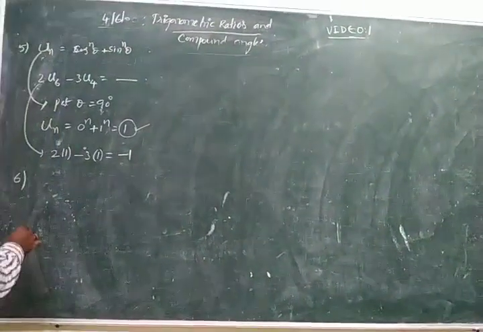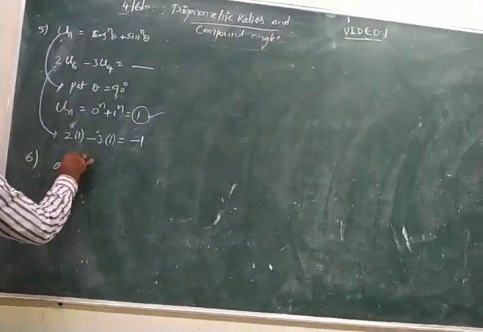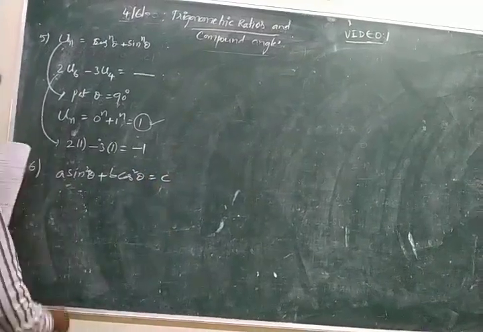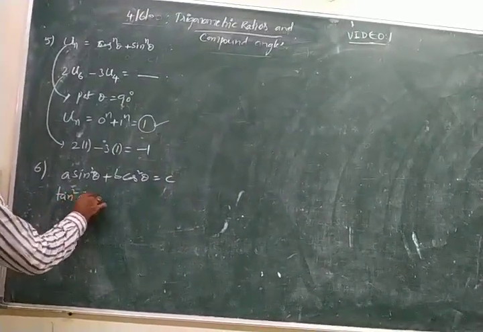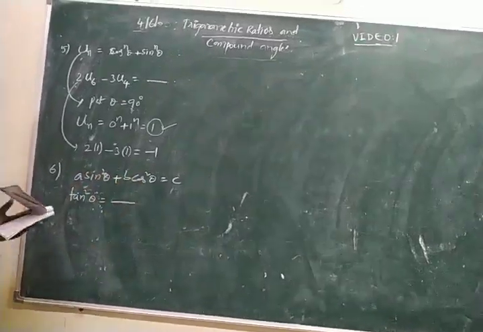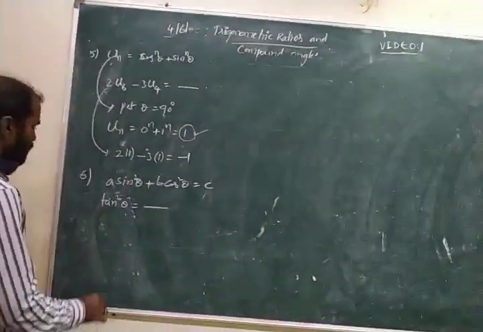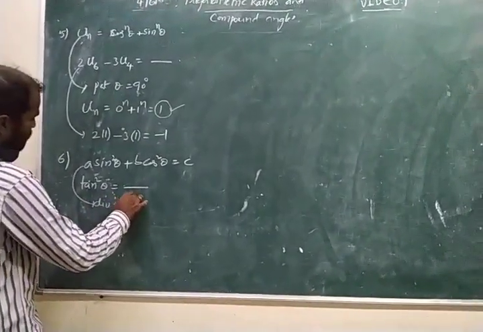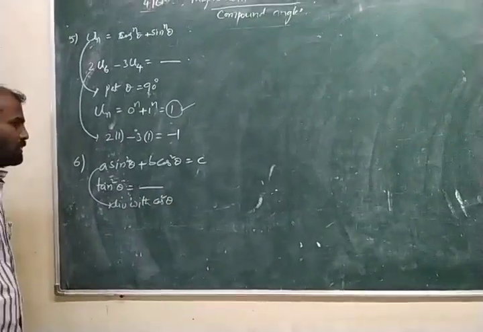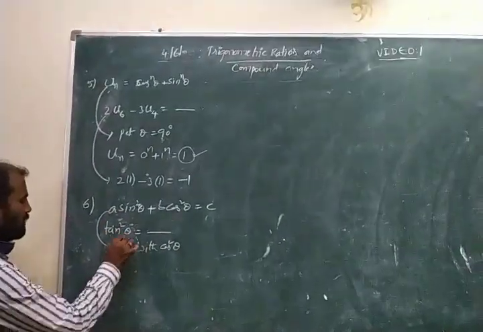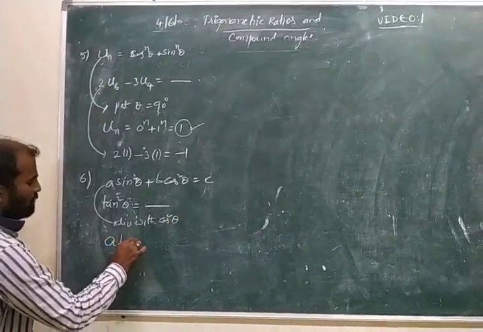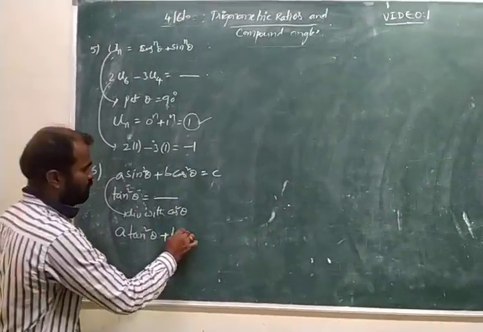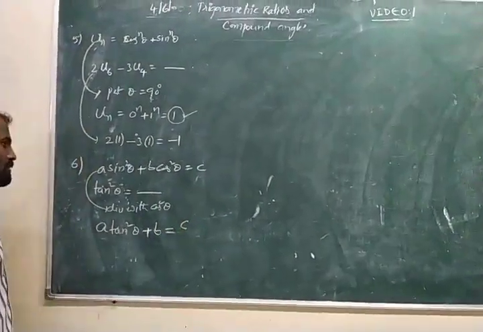Sixth one. If a sin square theta plus b cos square theta equal to c, then tan square theta value is. Now divide the given condition with cos square theta. By dividing by cos square theta we get a sin square theta by cos square theta, tan square theta, plus b cos square theta by cos square theta is 1, and is equal to c by cos square theta.